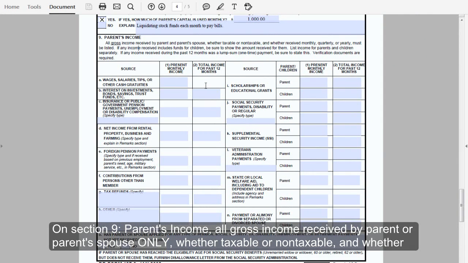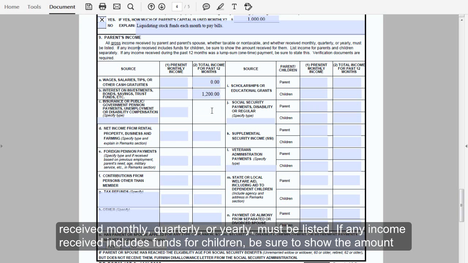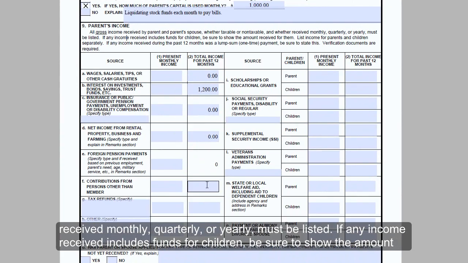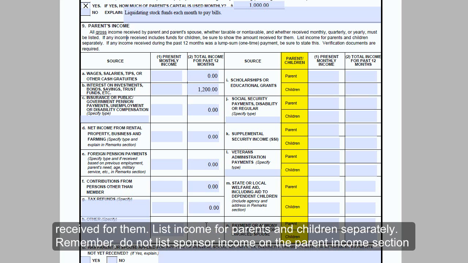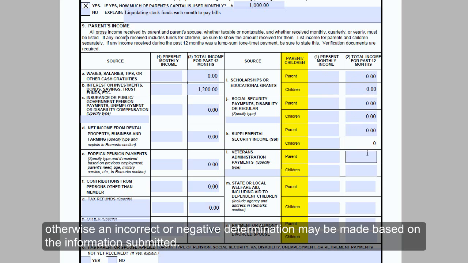On Section 9, Parent's Income, all gross income received by parent or parent spouse only, whether taxable or non-taxable, and whether received monthly, quarterly, or yearly, must be listed. If any income received includes funds for children, be sure to show the amount received for them. List income for parents and children separately. Remember, do not list sponsor income on the parent income section, otherwise an incorrect or negative determination may be made based on the information submitted.